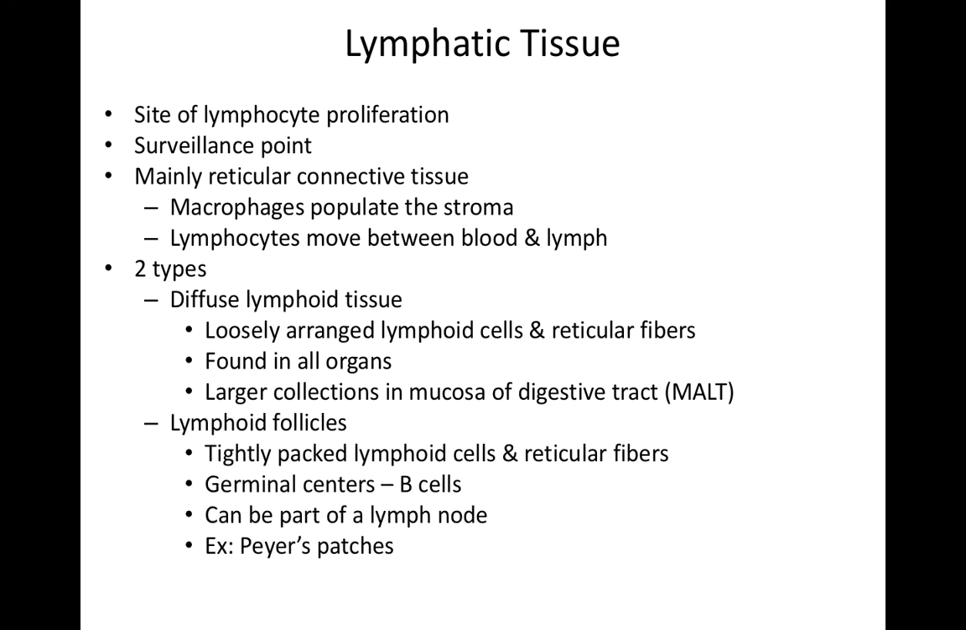Then we have what are called follicles. These are more organized. You've got a very tightly packed structure with your fibers and your cells, and generally fairly clearly distinguishable germinal centers where you've got a lot of B cells. You find these follicles in lymph nodes. You find them in other structures, for example a Peyer's patch, which we're going to talk about in a little bit. But basically, the tissue is either this diffuse collection of cells or a more organized structure. And the diffuse is really everywhere. There's not a lot of places where we have no immune response.